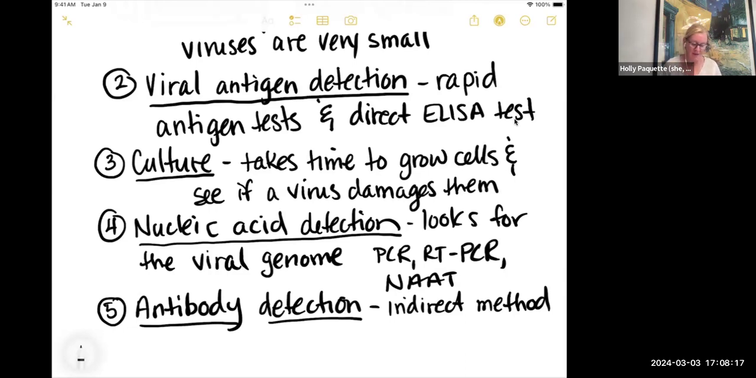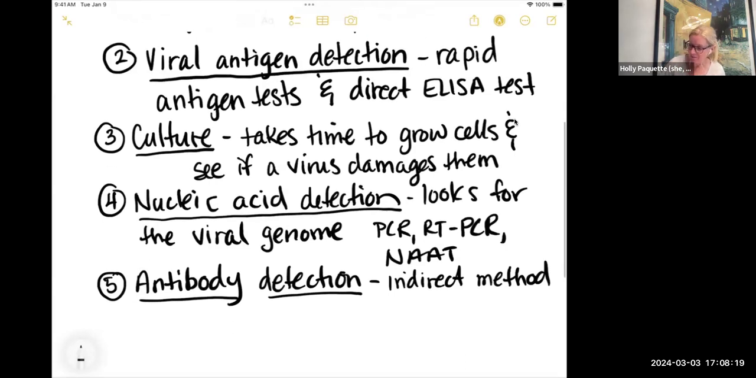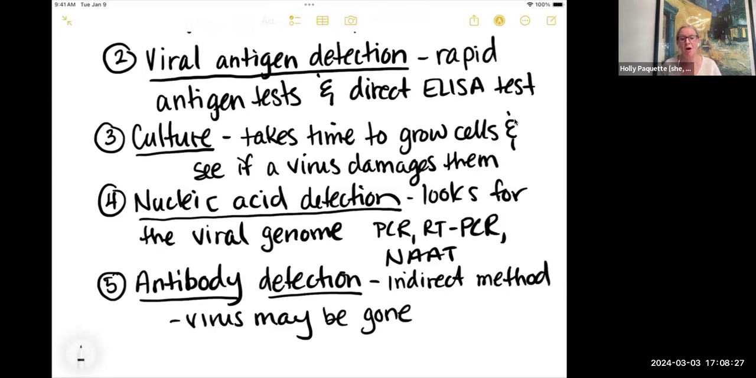And the problem with this is that the virus may be gone. And your body is still making antibodies because it was still fighting it off, but you may not be infectious. But this is a good way to see if somebody has been exposed to something.